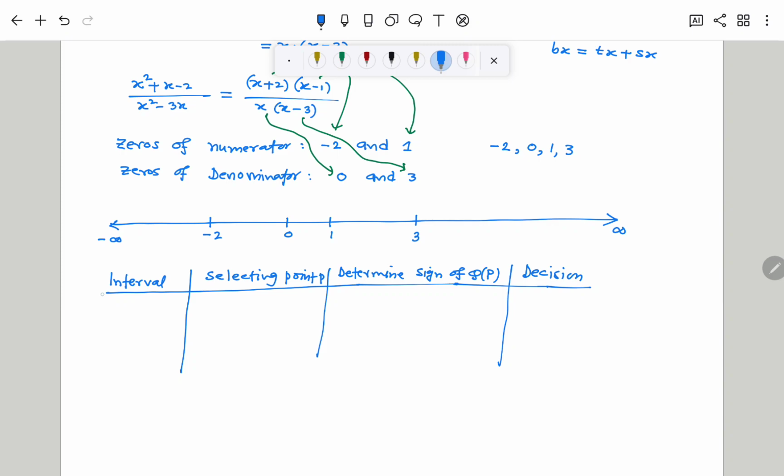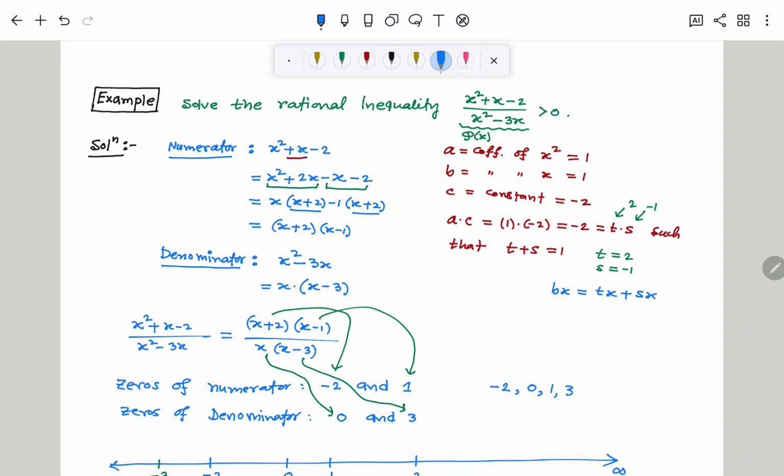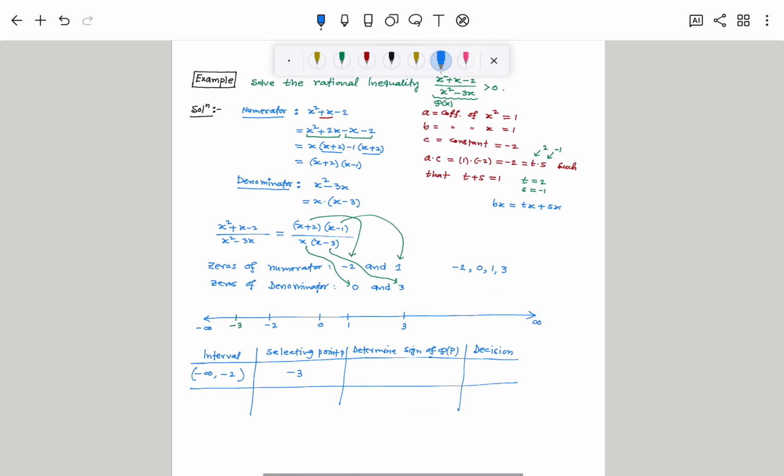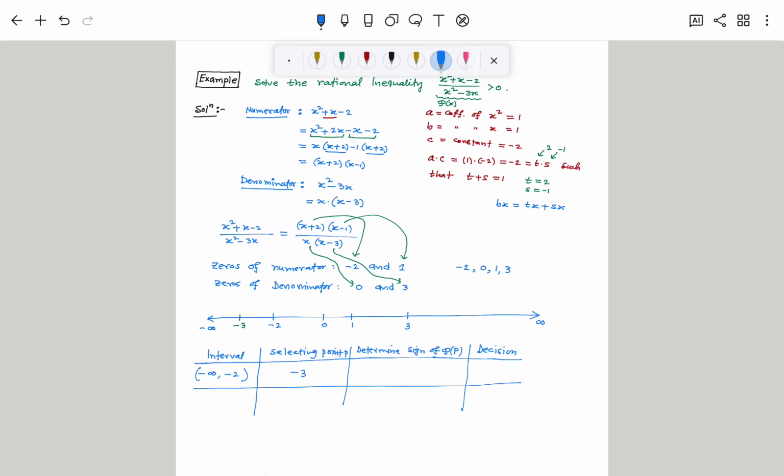So the first interval we have is negative infinity to negative 2. In this interval we can take any number, for example negative 3. So p is negative 3. Now we put it in here, so what do we get?